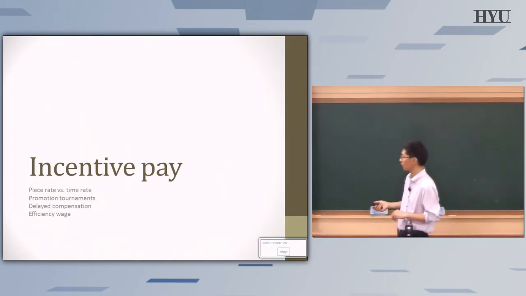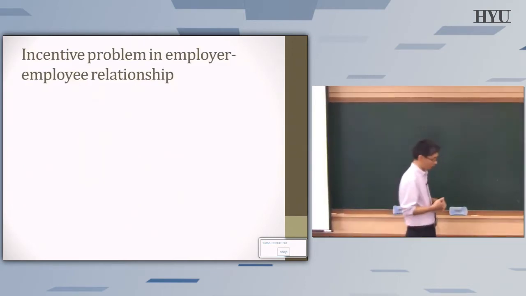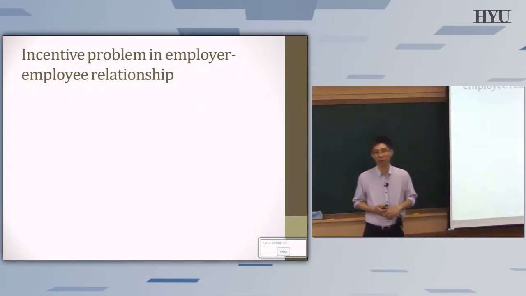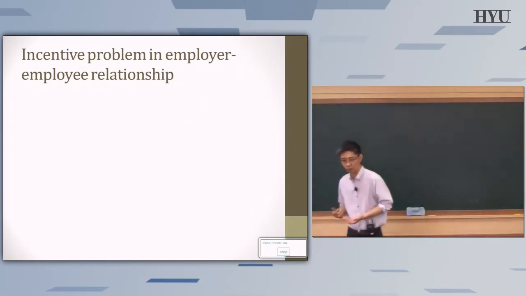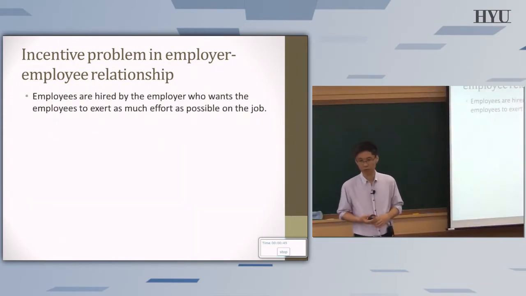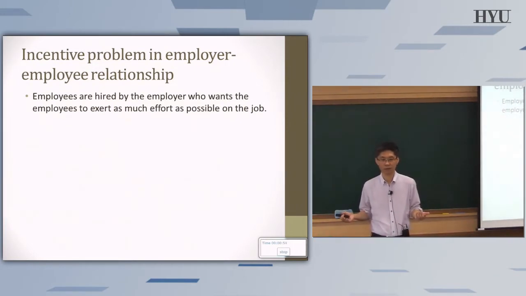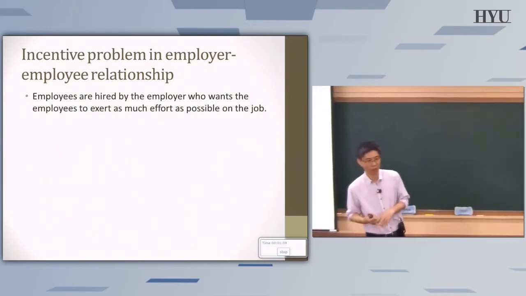So what do we mean by incentives? There is an incentive problem in the employer and employee relationship. The simple problem is that employers want their employees to work hard to make money for them. Employees are basically not that interested in making money for their employers. What they're interested in is primarily their own interest: how much they are paid, and how difficult the job is.